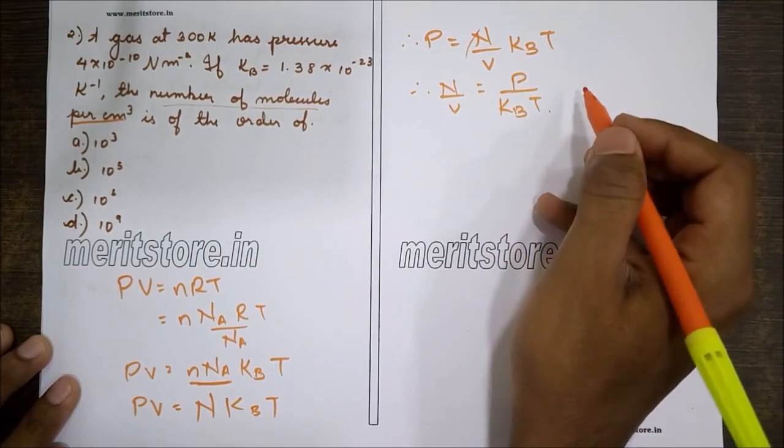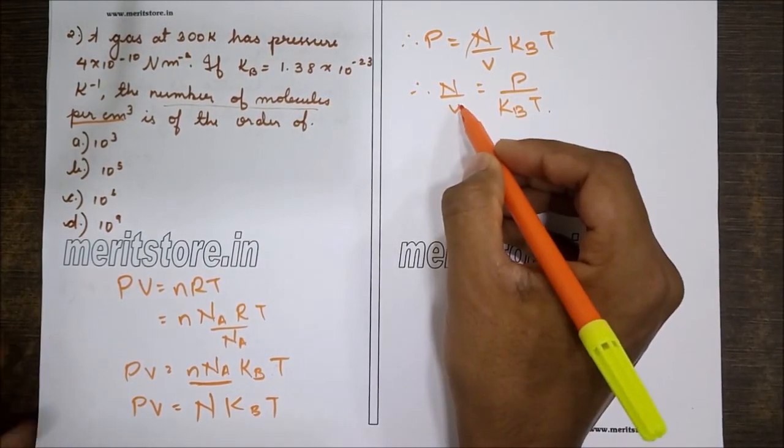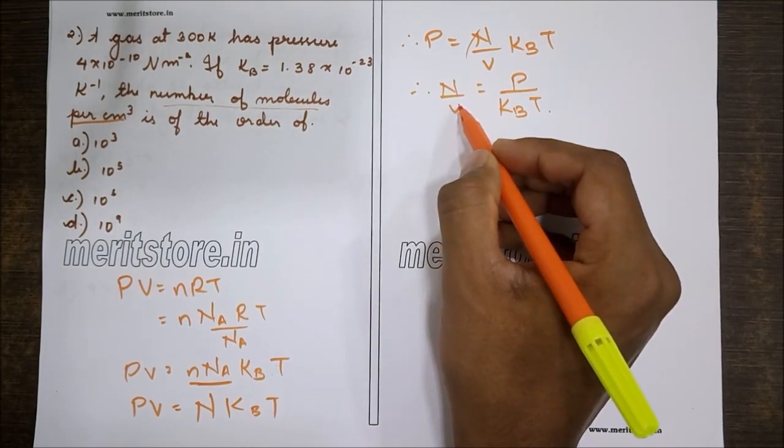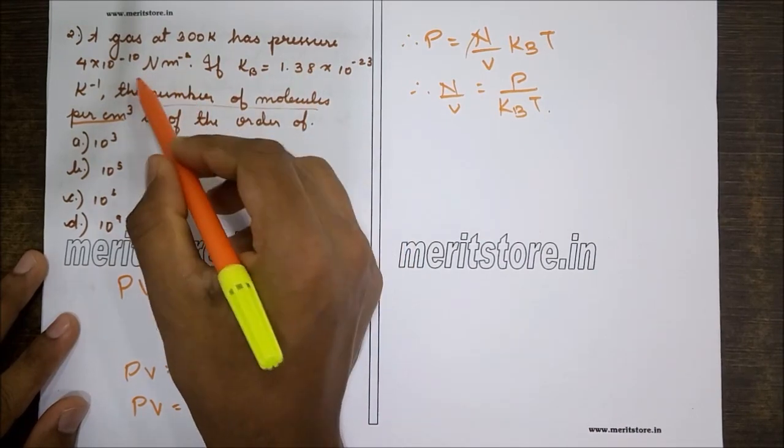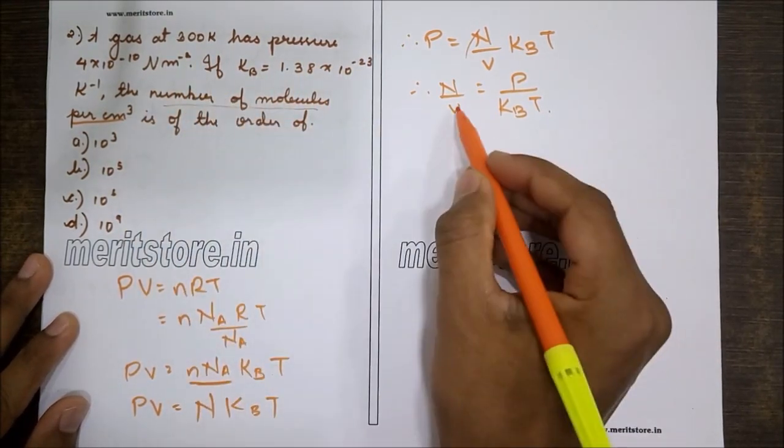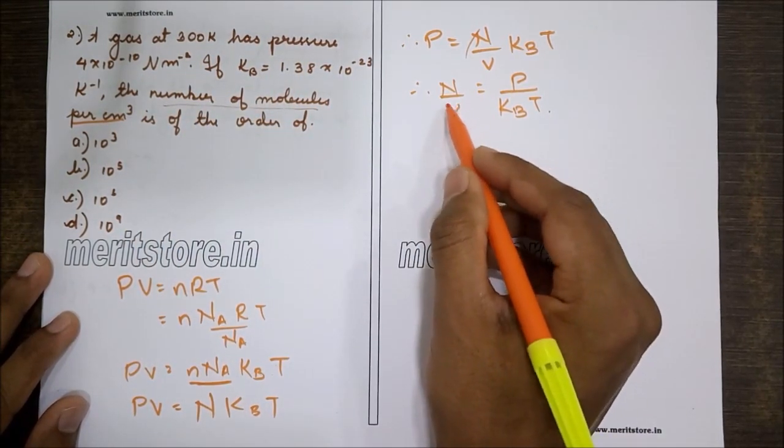Now substituting the values, however we need to know that since all the units are given in MKS system, volume would be in meter cube.